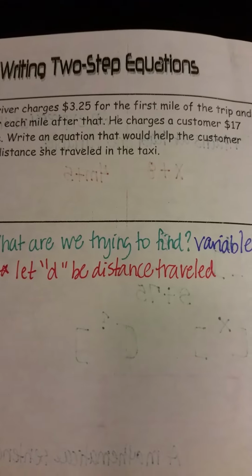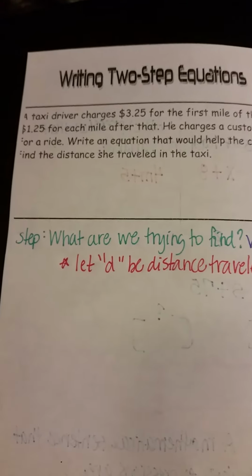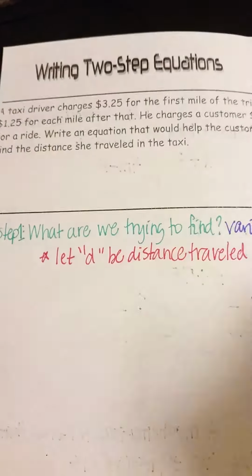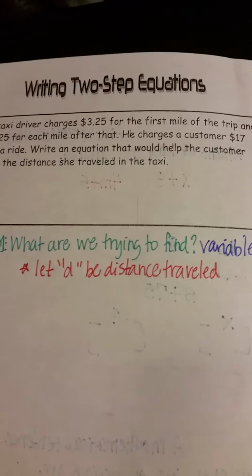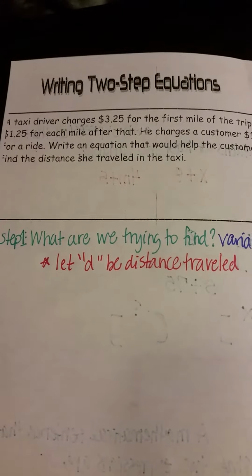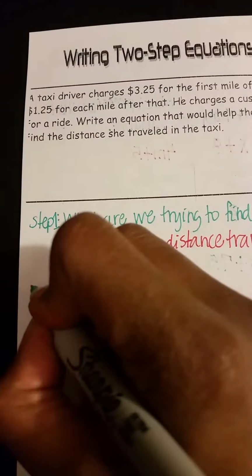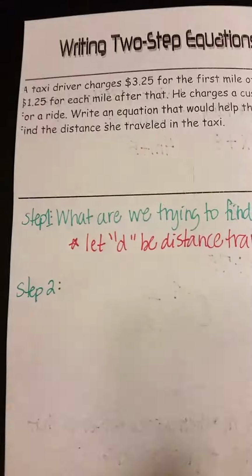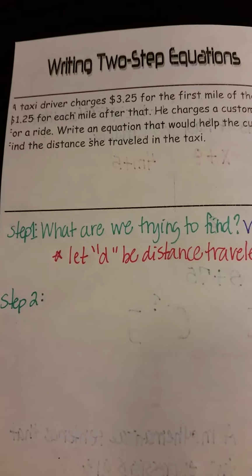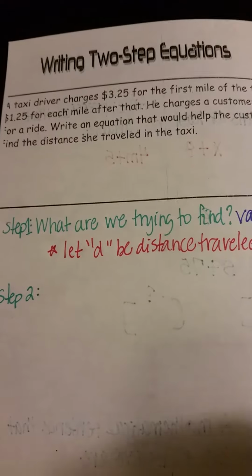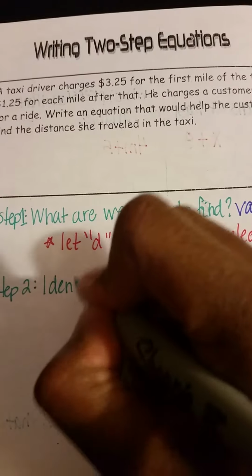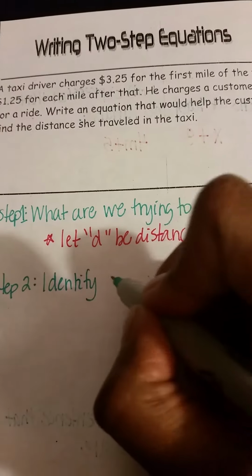The distance traveled. Here we go. So step 1: what are we trying to find? Our variable. We said we're going to let D equal the distance traveled. Step 2 is where we use that yellow light. We're going to yank out that important information. So we need to identify the important information.